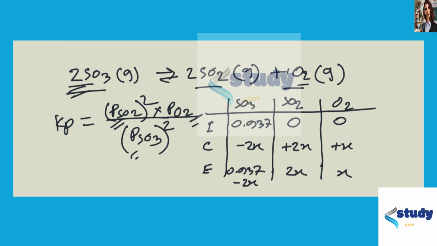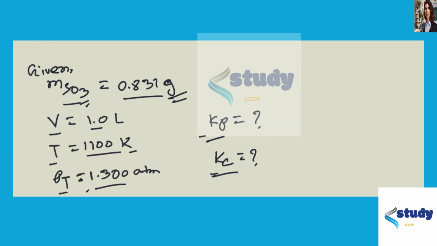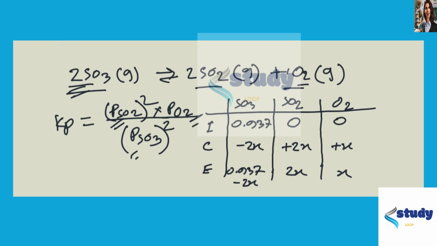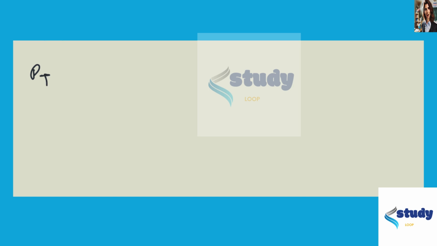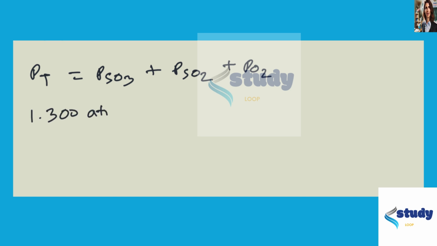Now we know the total pressure at the equilibrium, which is given as this. And as we know that at equilibrium, total pressure is the sum of all the partial pressures exerted by each component present. That means P total at equilibrium will be PSO3 plus PSO2 plus PO2 at equilibrium, and this value is given as 1.300 atm.